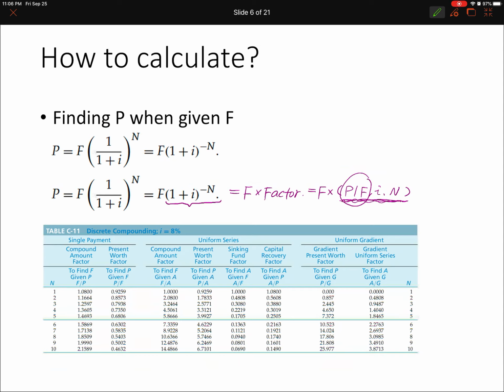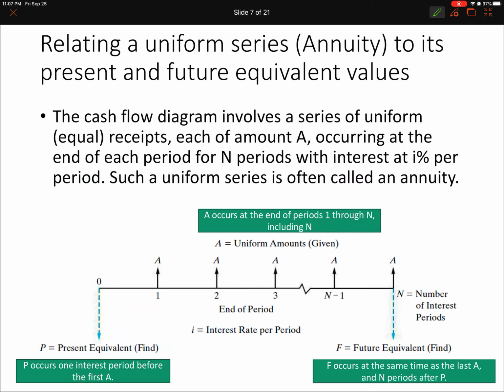Of course, you can use the same method for finding present value when given F. You also need to learn how to write this factor correctly and find the right table by using i, then find which column. So for this problem, it's to find P given F, so that's this column. Then you find which row, which is n. So in the previous class, we learned to find P given F and to find F given P, converting between P and F.